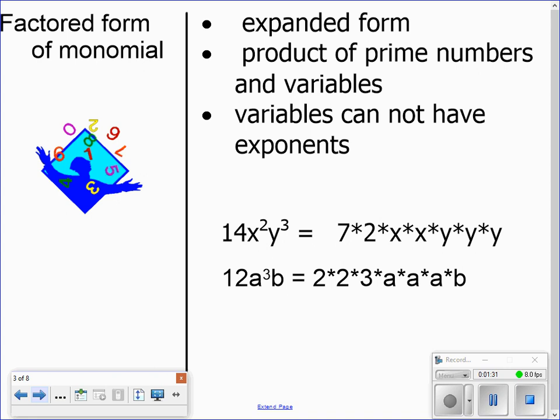So if we have x squared, instead of writing it as x squared, you would write it as x times x. The variables cannot have an exponent on it when you're writing it in expanded form. So you are breaking up your monomial into its smallest pieces.